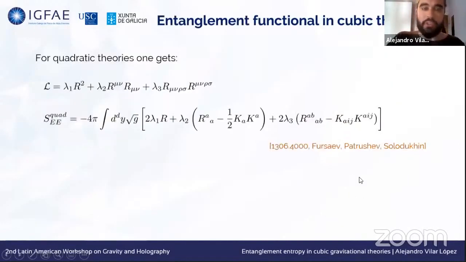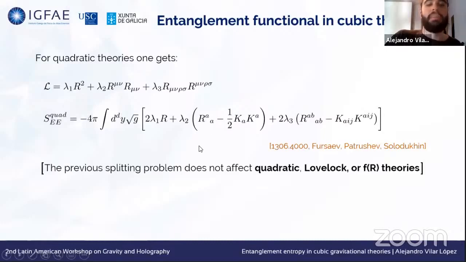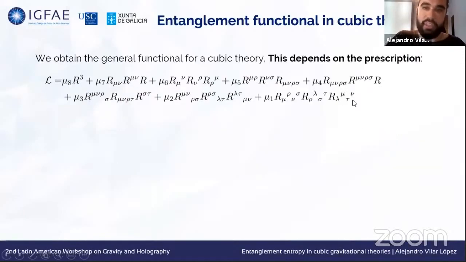An example that might be familiar to some of you: if you do this whole business with a generic quadratic Lagrangian, then you get a functional for the entanglement entropy which has this form. You see here KK terms and all that. This was already known because of the work of Fursaev, Patrushev, and Solodukhin, before this Dong and Camps business. You see that there's a single functional here. I didn't talk about the splitting problem here for quadratic theories, because the splitting problem does not affect quadratic or f(R) theories. In these cases, it doesn't affect the form of your functional, but it is important for cubic theories, and in fact, this is the first example in which you explicitly see this problem.